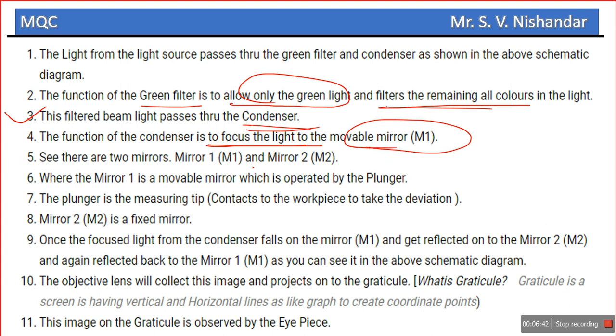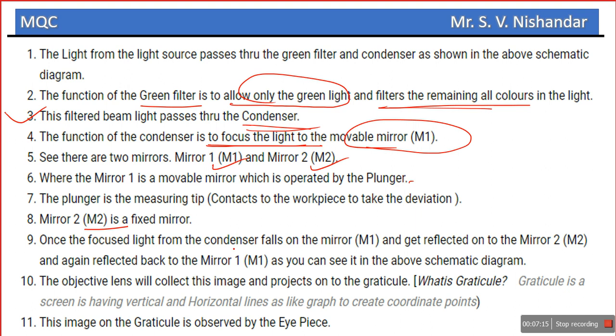There are two mirrors I already discussed, M1 and M2, where mirror M1 is the movable mirror, which is operated by the plunger. Whatever the ups and downs in the surface, they tilt the plunger first, which moves the plunger in a vertical direction, and which again tilts the mirror M1. The plunger is the measuring tip. We know that we are going to check the surface roughness of the workpiece, and mirror M2 is fixed.